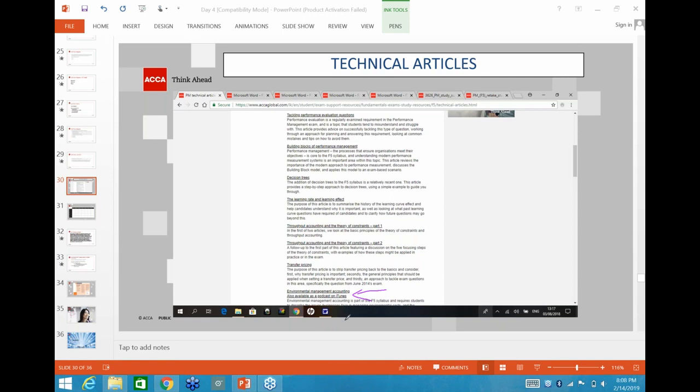So transfer pricing, throughput accounting, learning rate, decision trees. Honestly, these are good to read, but I believe even the suggested study material will cover a lot of information connected to some of these topics. So it's good to read, but you're not going to gain anything additional mainly through these articles.